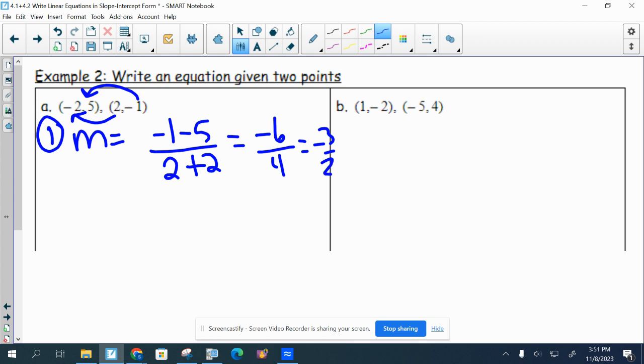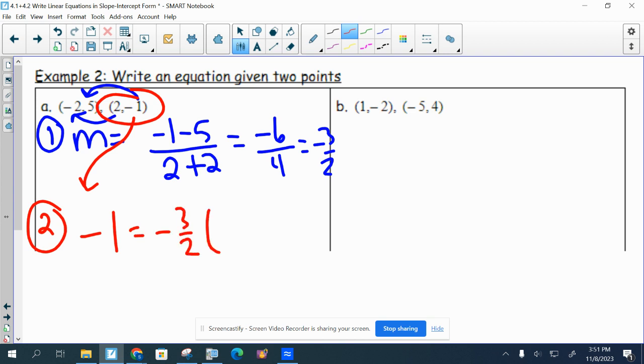Then you're going to do the exact same steps you did for the previous example, example 1, but you just need to pick the point that you're going to use. I typically like to use the one that looks the simplest, so in this case that'd be 2, negative 1. But if you choose the other one, you would get the same answer. So I'm going to plug it in for y equals mx plus b and solve for the b. Y is negative 1. Our slope is negative 3/2. X is 2, and then plus b.